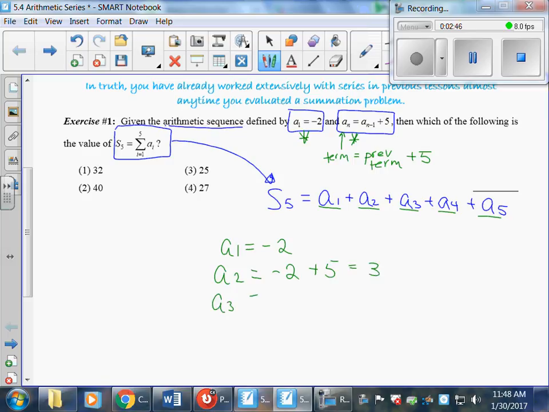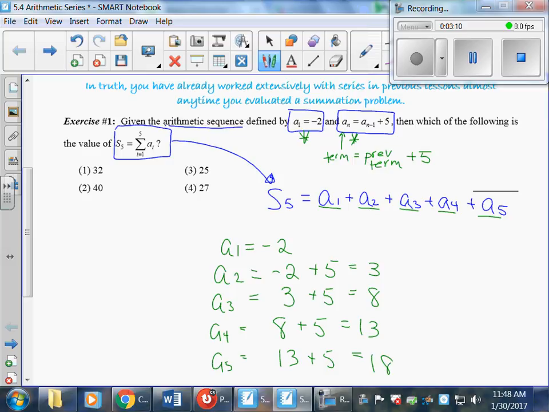A sub 3 is going to be the previous term, which is 3, plus 5, which is 8. A sub 4 is equal to the previous term, plus 5, which is 13. And A sub 5 is equal to the previous term, plus 5, which is 18. So now we have our numbers.